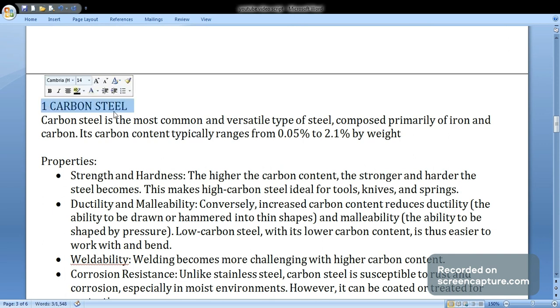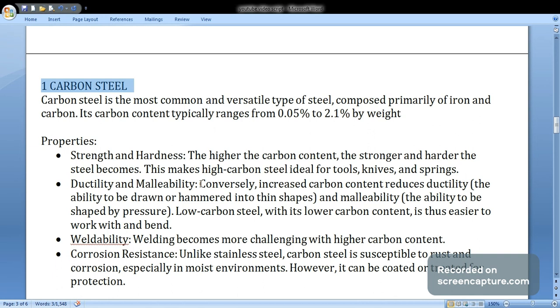Carbon steel is the most common and versatile type of steel, composed primarily of iron and carbon. Its carbon content typically ranges from 0.05% to 2.1% by weight. Properties: strength and hardness. The higher the carbon content, the stronger and harder the steel becomes. This makes high carbon steel ideal for tools and springs.